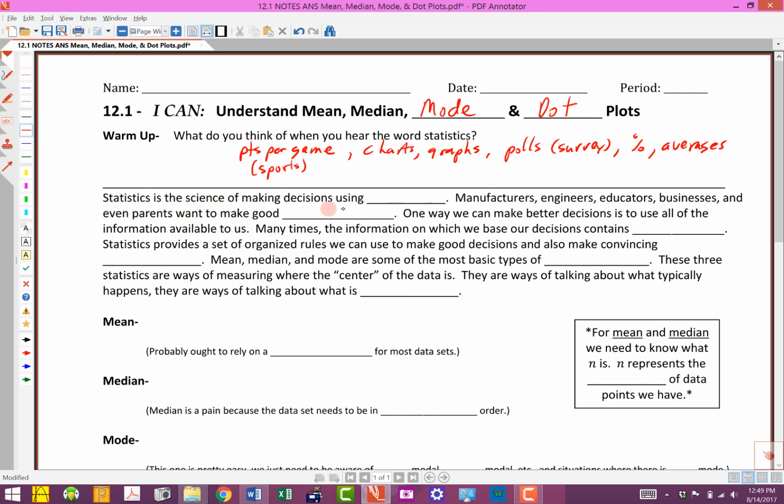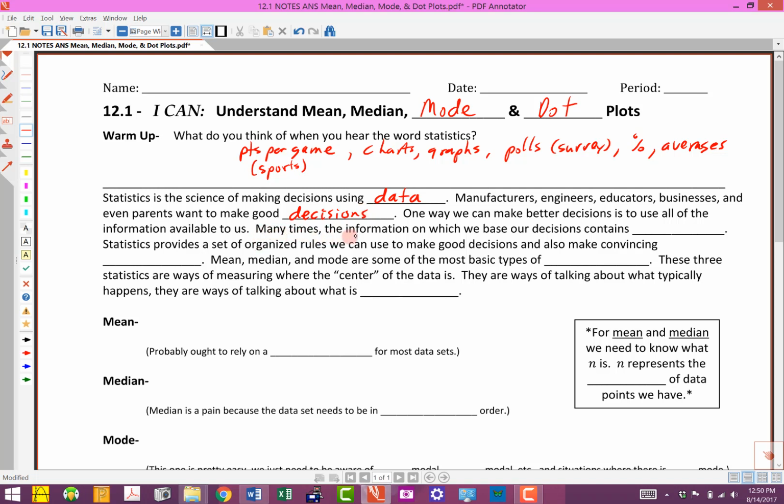Statistics is the science of making decisions using data. So the science of making decisions using data. And lots of people use data. Manufacturers, engineers, educators, teachers like myself, businesses, and even parents want to make good decisions. We want to make good decisions. And one way that we can make better decisions is to use all of the information available to us. We wouldn't want to make a decision based on just a little bit of the information. We want to use all of the information we have at our disposal.